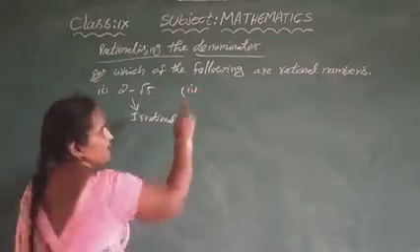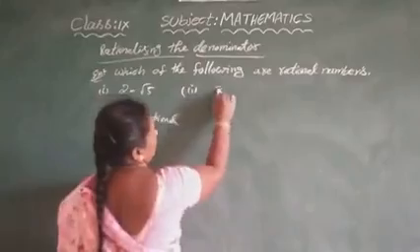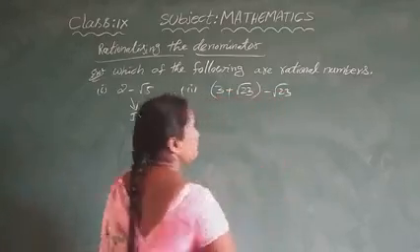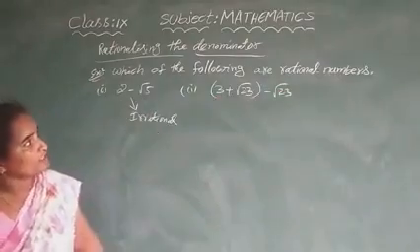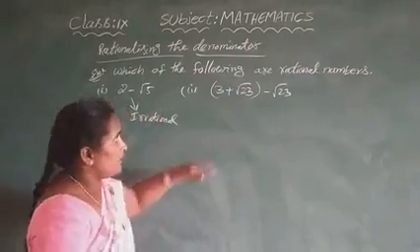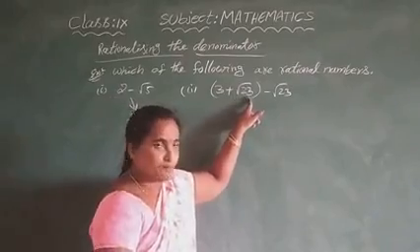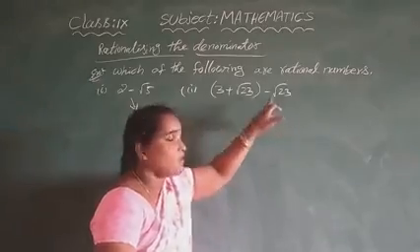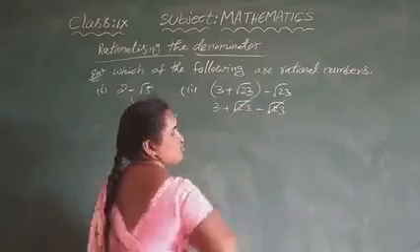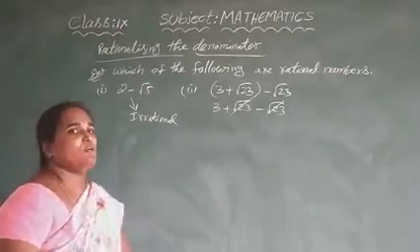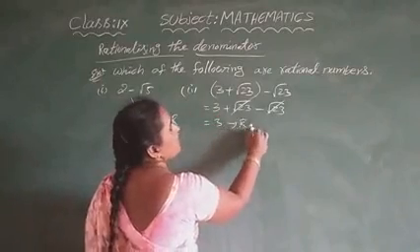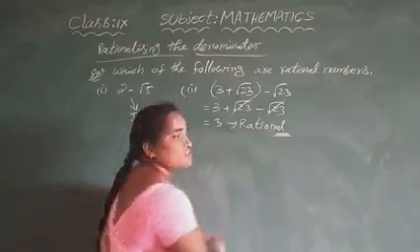Next, we will take another example: 3 plus root 23 minus root 23. Is this rational or irrational? See here, plus root 23 and minus root 23 cancel. One is positive, another one is negative. Here the answer is 3. So it is which number? It is a rational number.